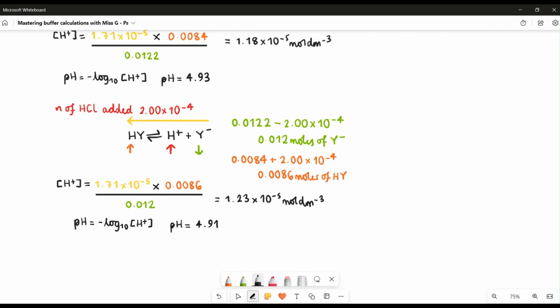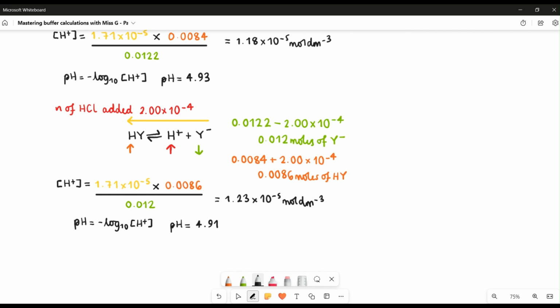You can see that the hydrogen ion concentration does change ever so slightly, but essentially the ratio of the weak acid to the salt stays nigh on the same, and thus the concentration of H plus stays nigh on the same, and thus the pH is maintained. That's the official phrasing that we would use. I know it has changed ever so slightly, but we would say that the pH has been maintained.